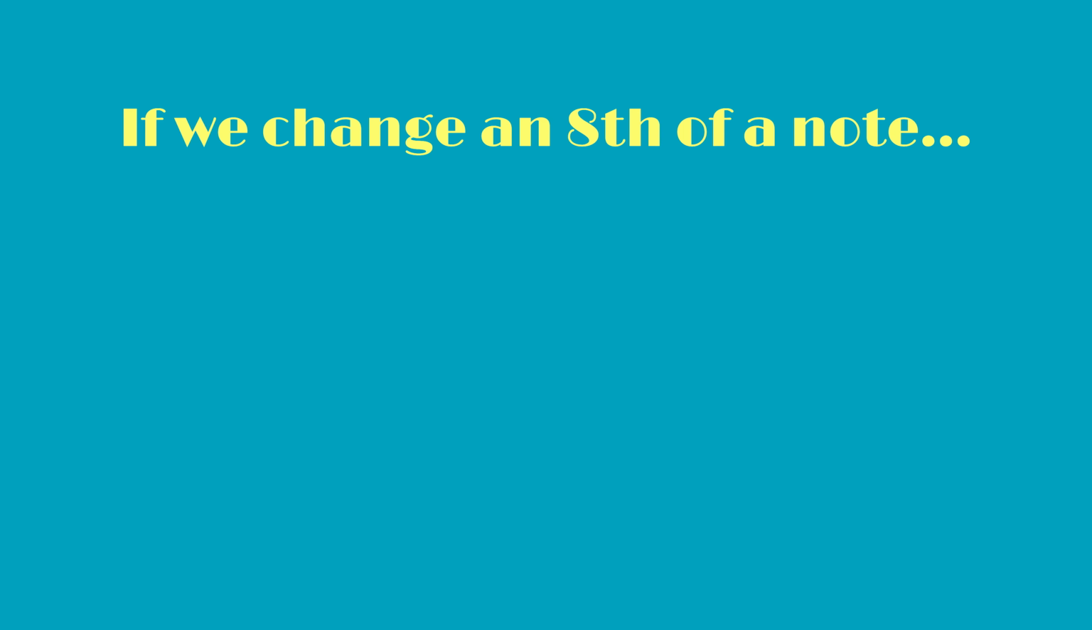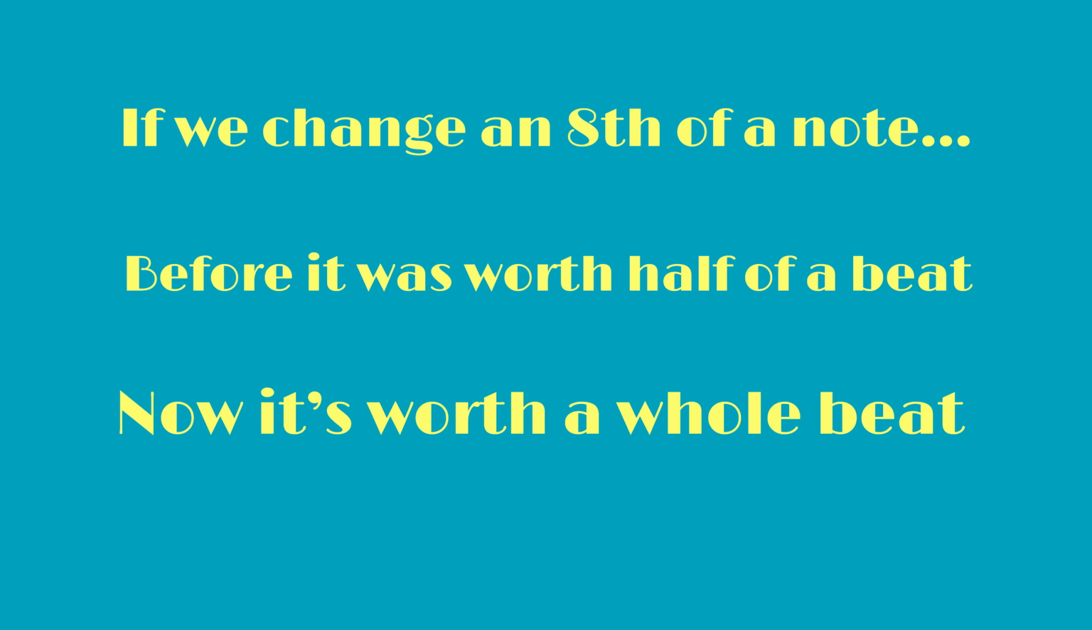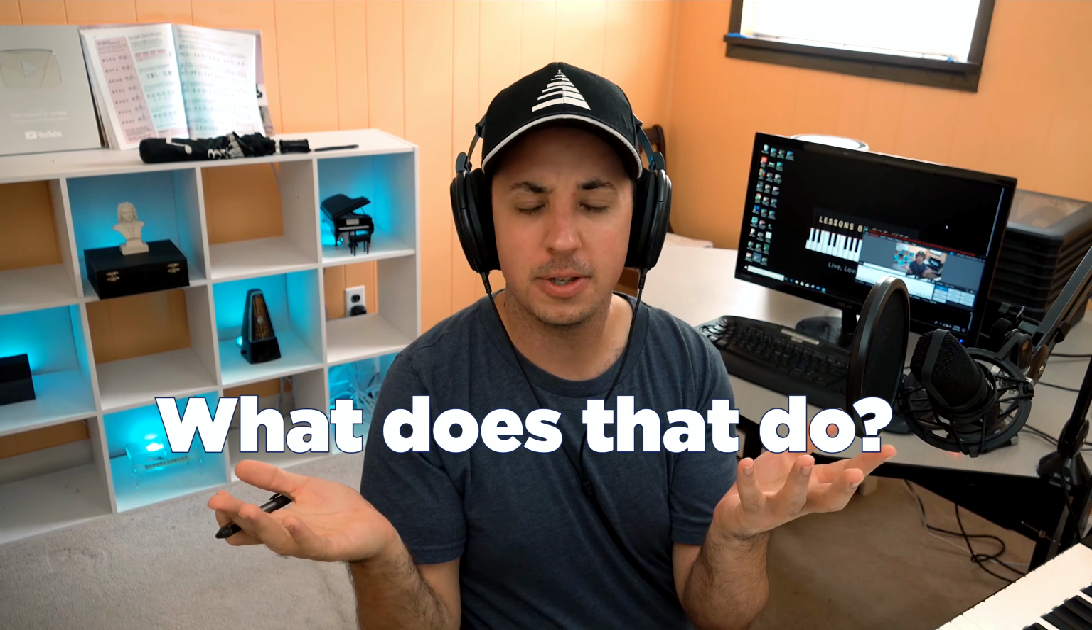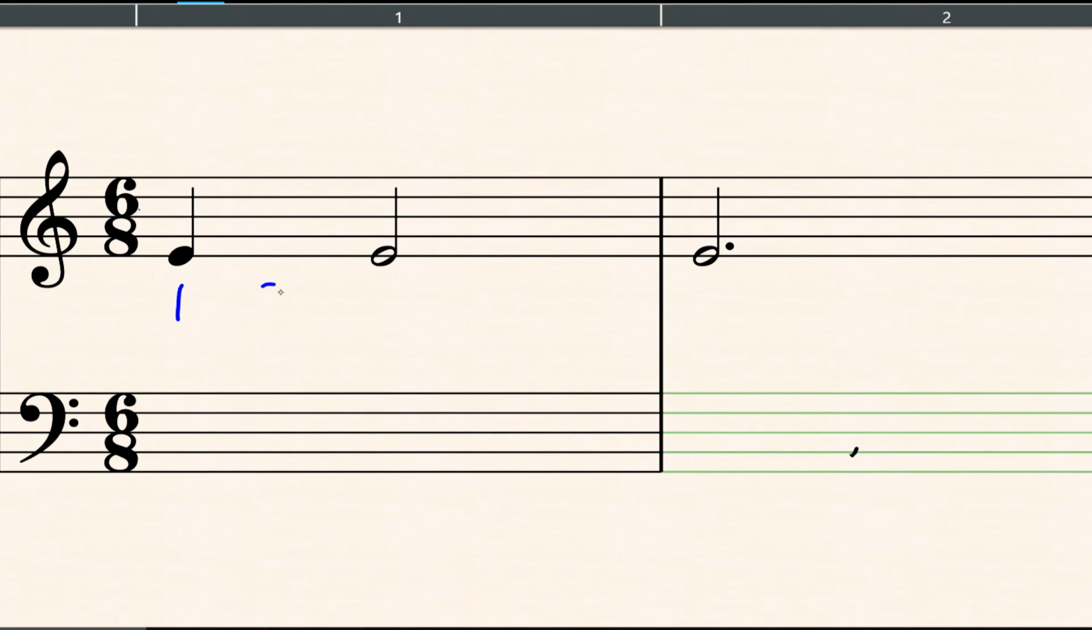Okay, there's an implication here. So if we change the 8th note, before it was worth half of a beat, now it's worth a whole beat, or one beat, what does that do to the rest of the notes? Because it changes all the notes from then on forward. Well, think about it this way. Think about the conversion, right? We went from it being worth a half, now it's worth 1. So we've doubled the amount of beats that each note is worth. So now a quarter note, before it was worth 1, now gets 2. So a quarter note is now worth the first 2 beats.